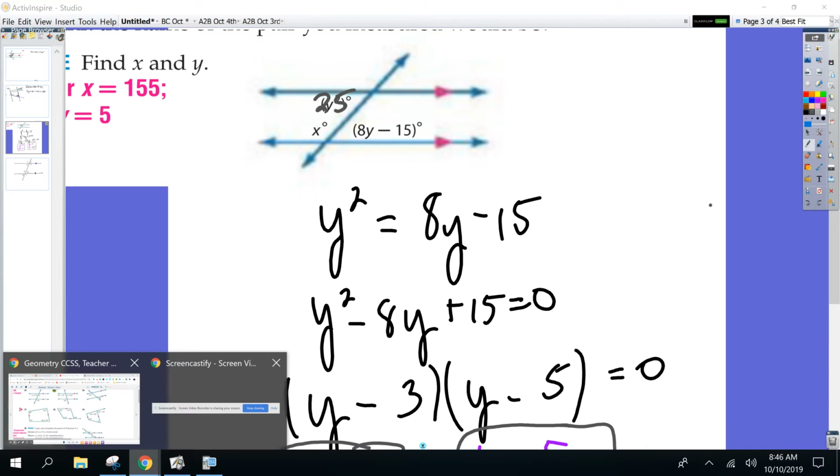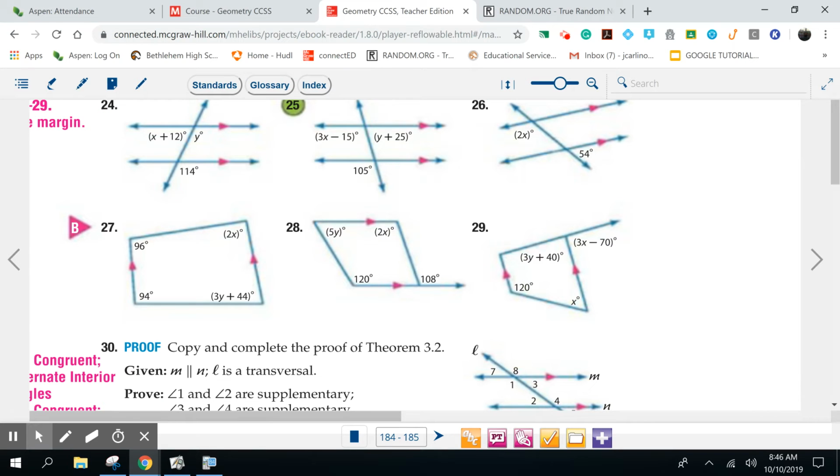Okay, 28. I'll make this easy so I don't have to copy and paste it. The 5y and the 120, same side interior. What do I know about them? So 5y plus 120 equals 180. Do we all have the ability to find the angle next to 108? I hope so. And then 2x and that angle are same side interior, so they're also supplementary. Okay? So 5y and 120 are supplementary. 2x and 72 would be supplementary.